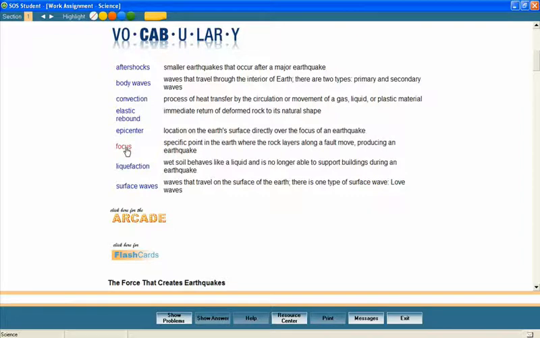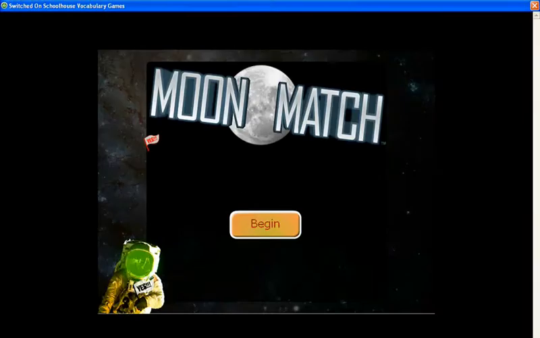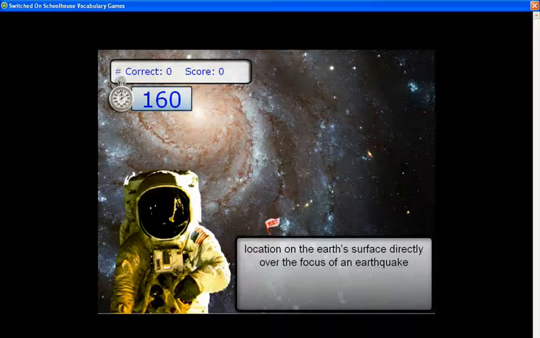Aftershocks. Focus. A vocabulary games arcade provides additional practice designed to help students to learn the spelling and definitions for the vocabulary from the lesson. Let's take a look at one of the games.